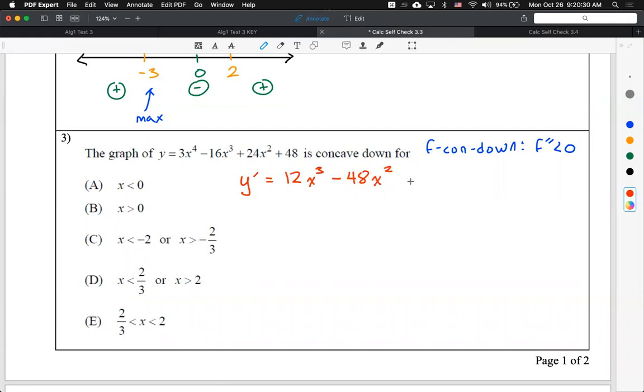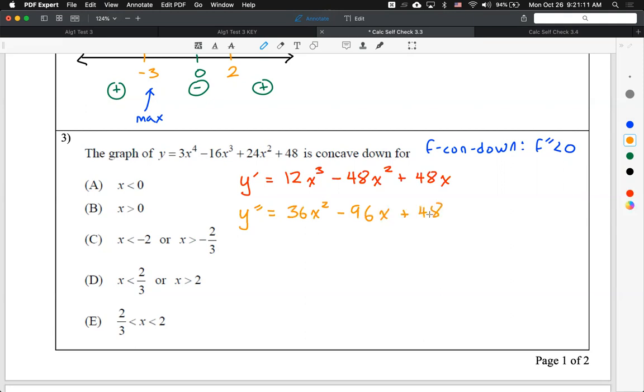X squared, yep. There it is. All right, and we don't care about the first derivative aside from it helps us to find the second derivative. Chris, second derivative, go. Take the derivative again. 3 comes down in front. 36. Yep. Minus 96. Just double 48. Yep. X plus 48. There it is.